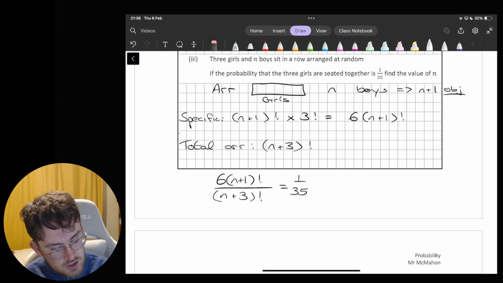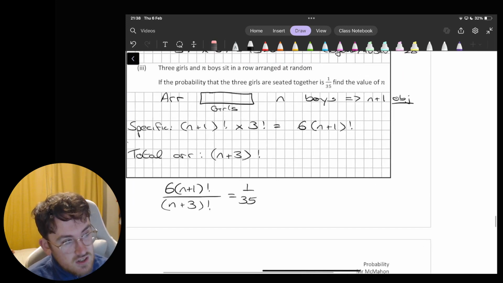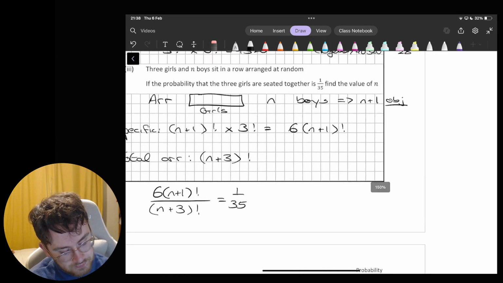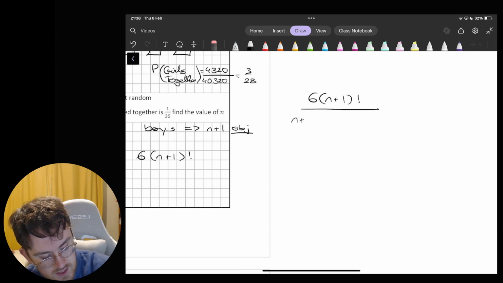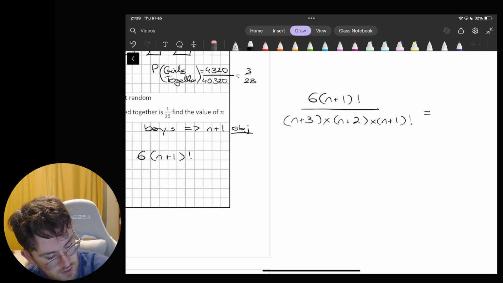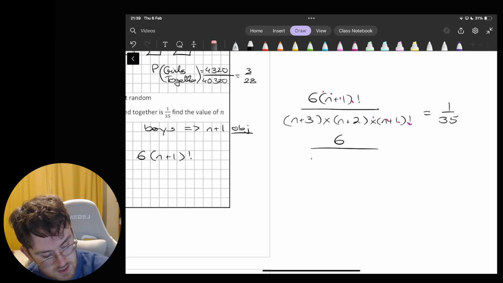So we have a little bit of work to do on this one, some rearranging and some simplification. Let me take this over to the side here. So 6 times n plus 1 factorial. I'm going to write out my n plus 3 factorial here. So n plus 3, n plus 2, n plus 1 factorial, still equal to 1 over 35. The fact that I have the n plus 1 factorial on the top and the bottom means I can reduce it to 6 times n plus 3, n plus 2 equals 1 over 35.